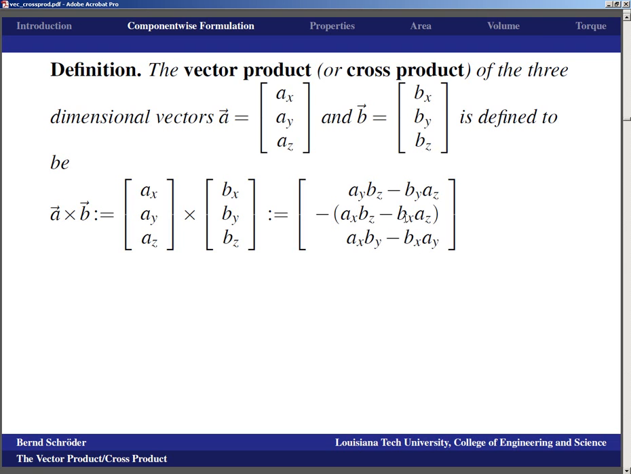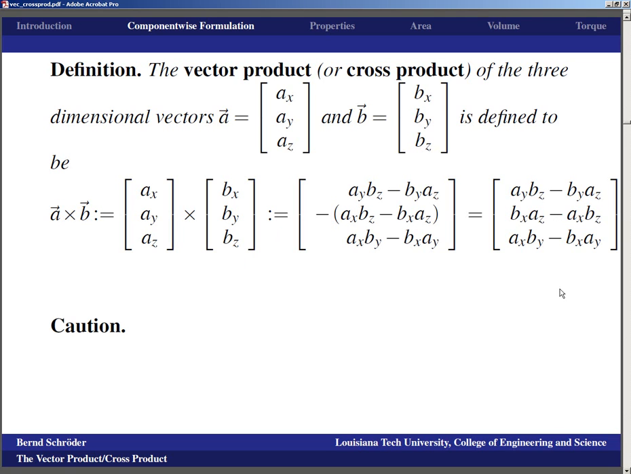This is exactly what we have derived on the previous panel, and now we also have a way to remember what that cross product looks like. And if you don't want that extra negative sign, you can also set it out this way, but then the cross multiplication for the middle component actually is BXAZ minus AXBZ. And so either way, you've got to remember that the middle component is a little different from the other components.